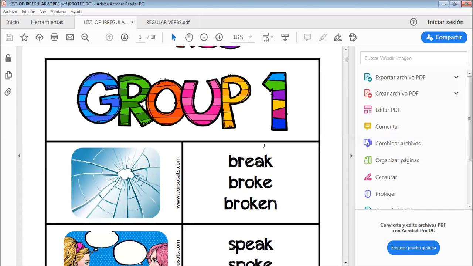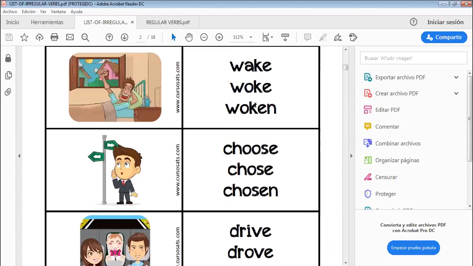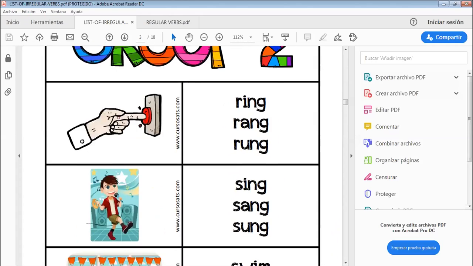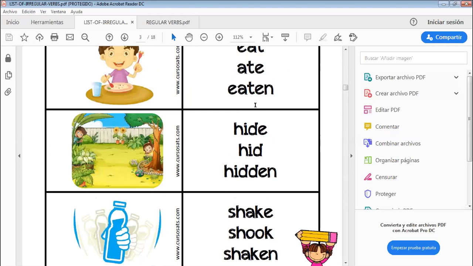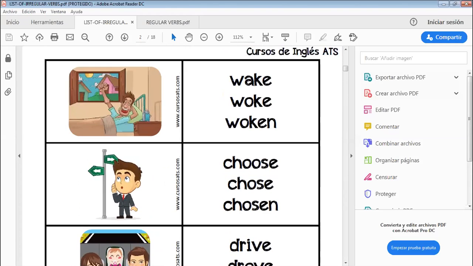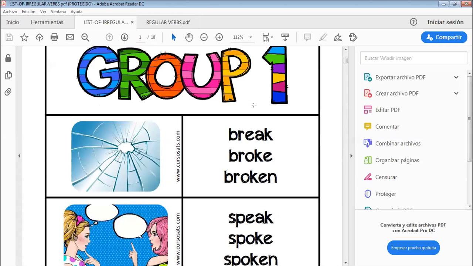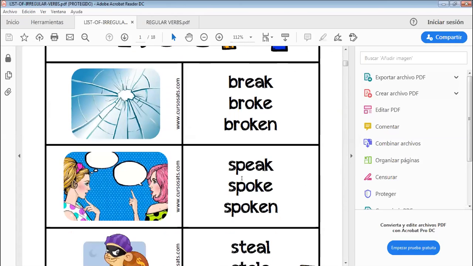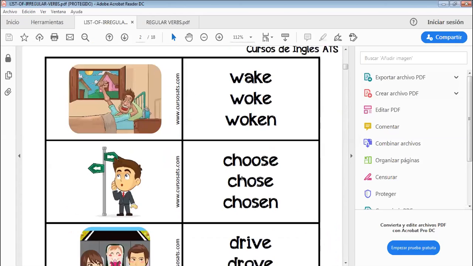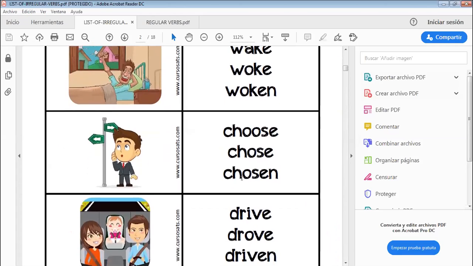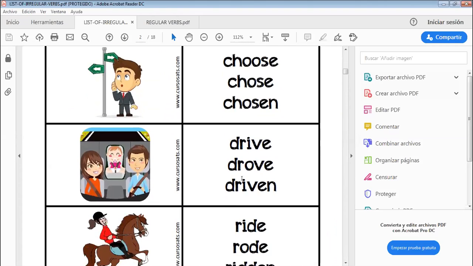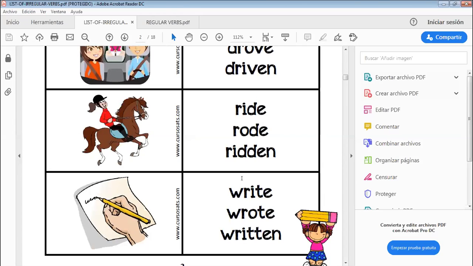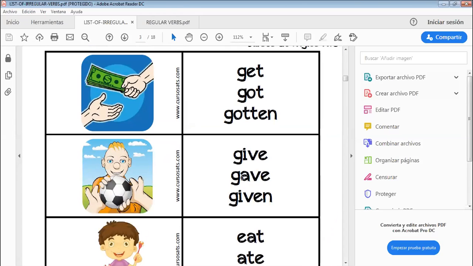If you see this list, it says group one, right? And then it goes by groups, and then it comes group two. So why are they classified in groups? Only because of similarities in pronunciation. For example, break, broke, broken. Speak, spoke, spoken. Choose, chose, chosen. Drive, drove, driven. Write, wrote, written. So they sound similar, right?